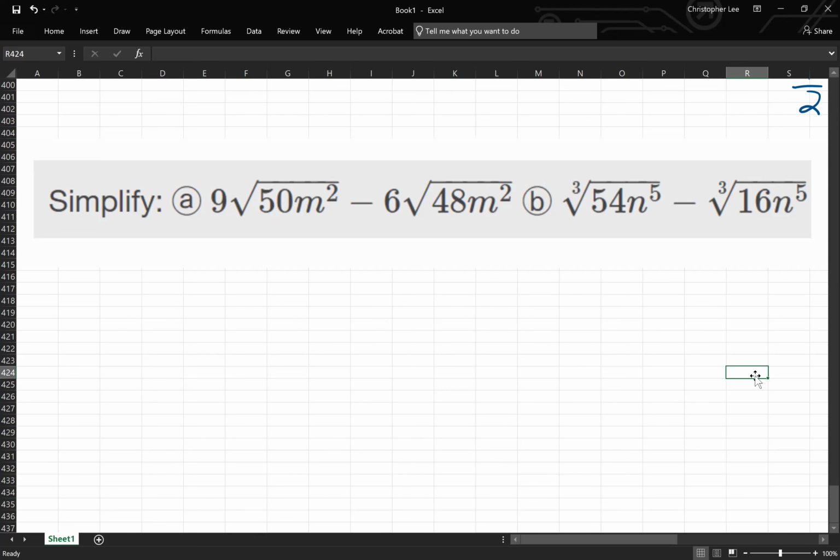Simplify, then you could combine like terms. So let's start off with the simplify. What did you get first? 3 for the first one?